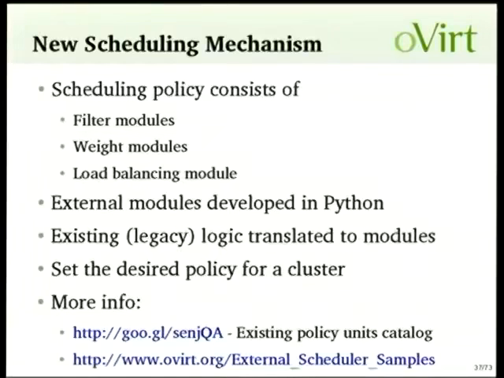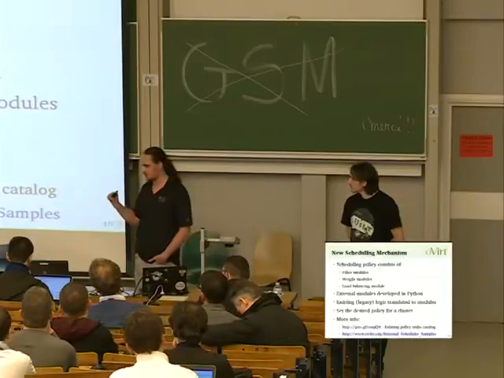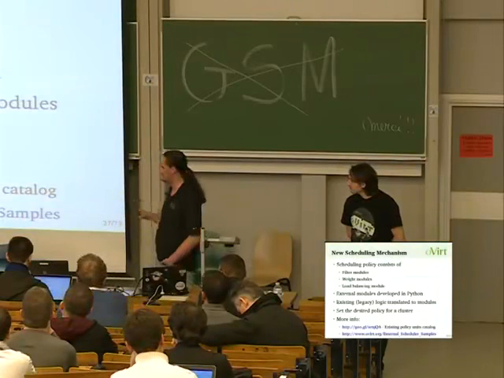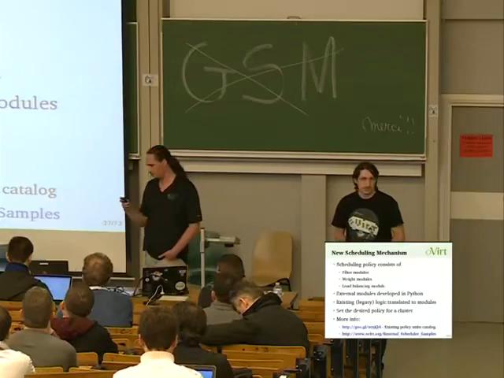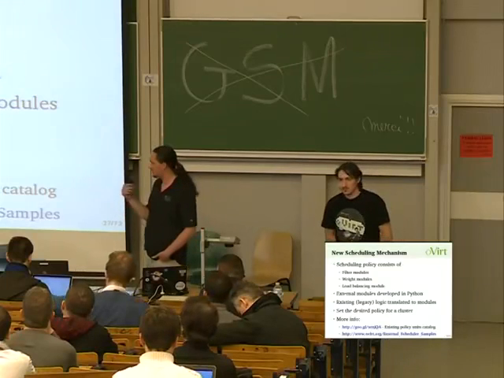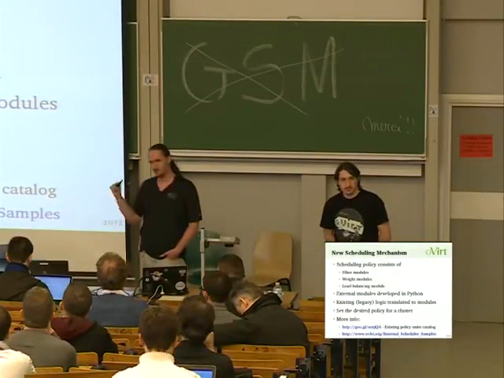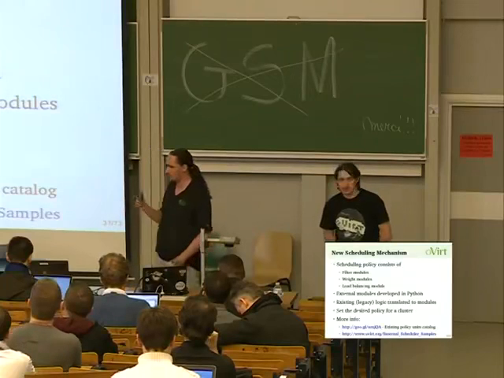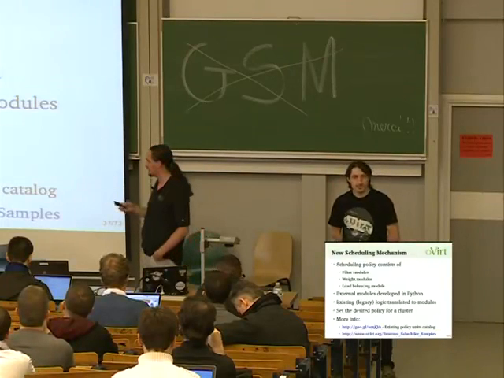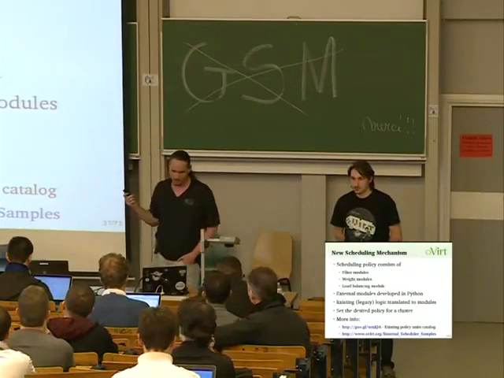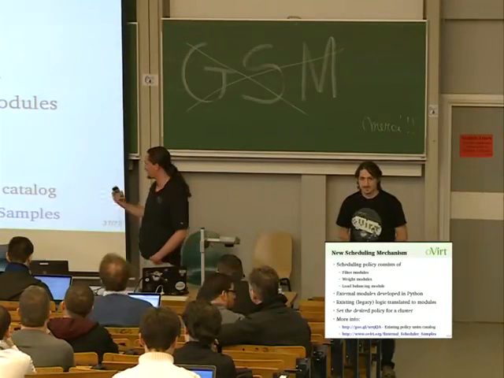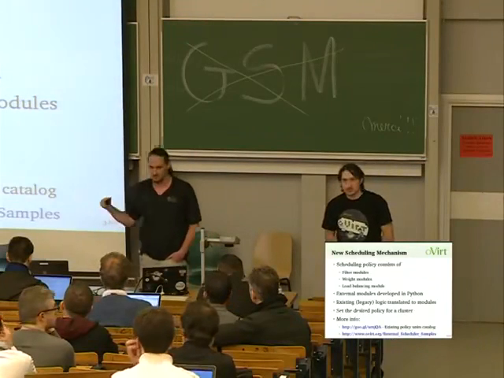So the new mechanism actually changes the entire picture. So we have a scheduling policy, which is a policy that you select per cluster level. And on this scheduling policy, you can put filter modules, so filtering for the host that we select, weight modules that are just if you have a couple of hosts left that it decides which host is the best, and a load balancing module, which decides how to actually do load balancing when you have hosts that are already running the VMs. All external modules are developed in Python, so a user can just write his own modules. And the existing logic was also translated to modules, just built-in modules that you can use.